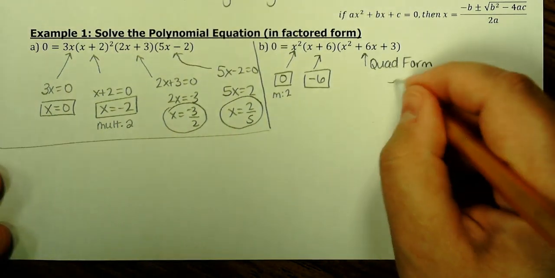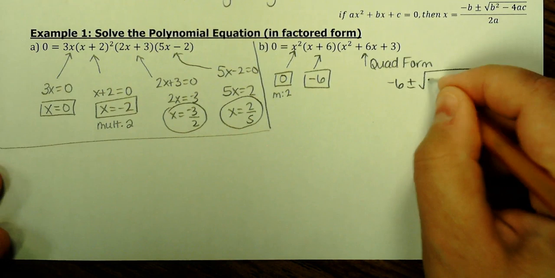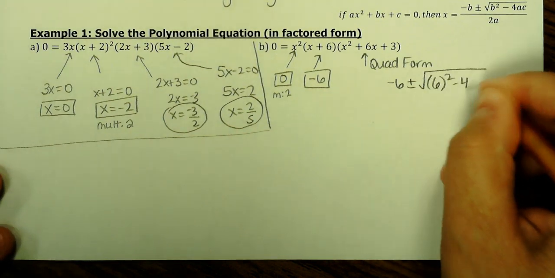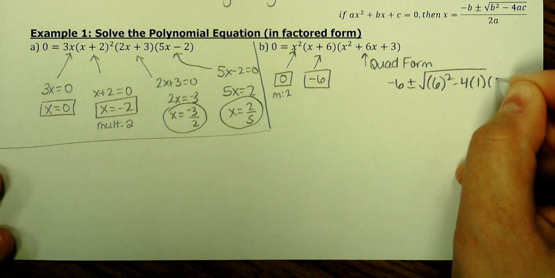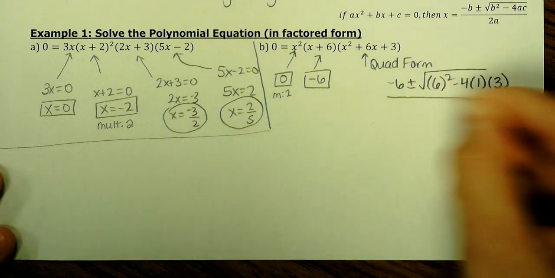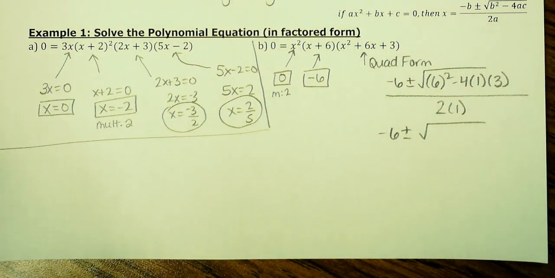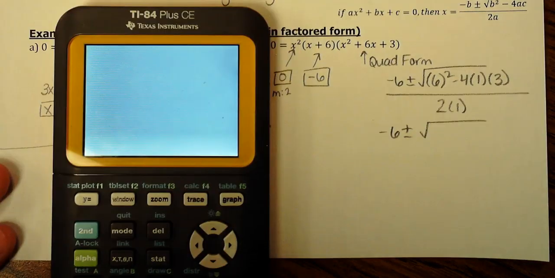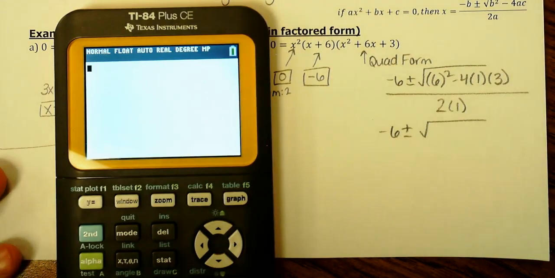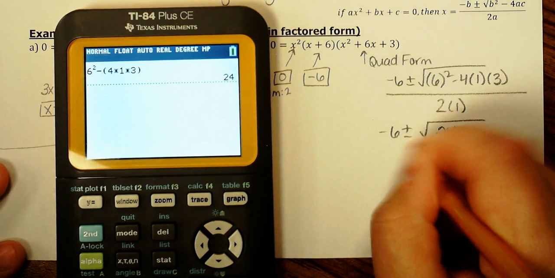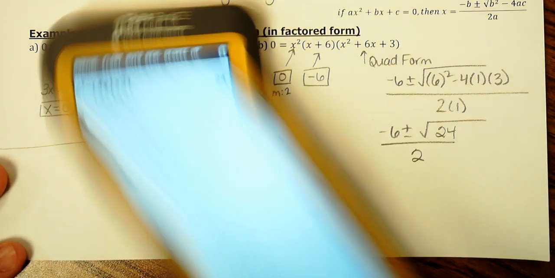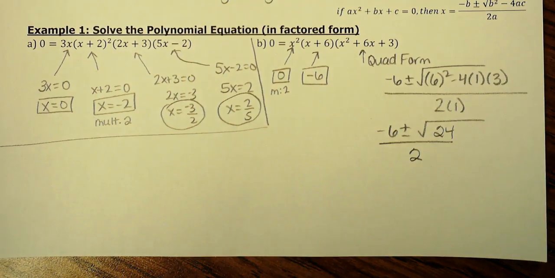So opposite of b for this question, negative 6 plus or minus square root of 6 squared minus 4 times 1 times 3, and then all over 2 times 1. Okay, now, I usually just go ahead and do the quadratic formula, but I probably should have checked the discriminant here first. So I'm going to do 6 squared minus 4 times 1 times 3. That's going to give me 24, which is not a perfect square. So I'm going to have 2 real solutions here, but they're going to be irrational.